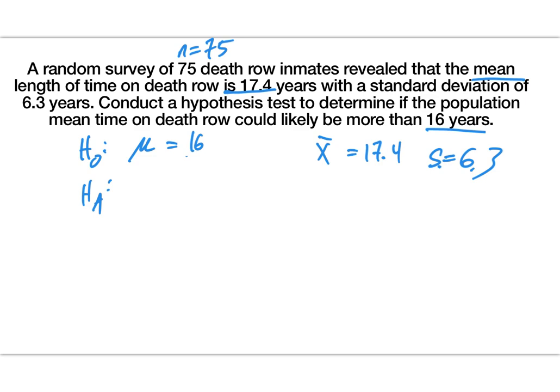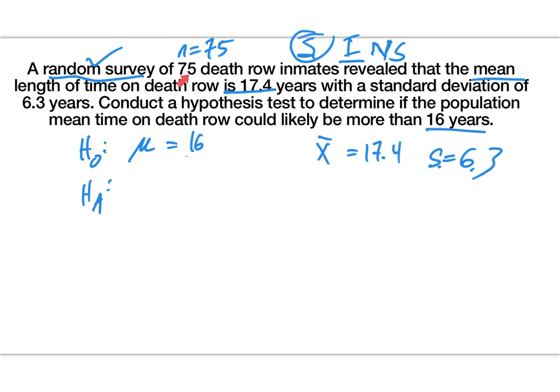But I've not done the conditions. So the conditions would be: one, is this a random sample? Yes. So for my conditions, S: is it a simple random sample? Yes, it is, because it indicates that right there. Independence: does one death row inmate's sentence impact another death row inmate's sentence? Since they do not, they're independent. I'll be writing that out in words. Normality: do I know that the population of death row inmate sentences is normal? No, it does not say that.